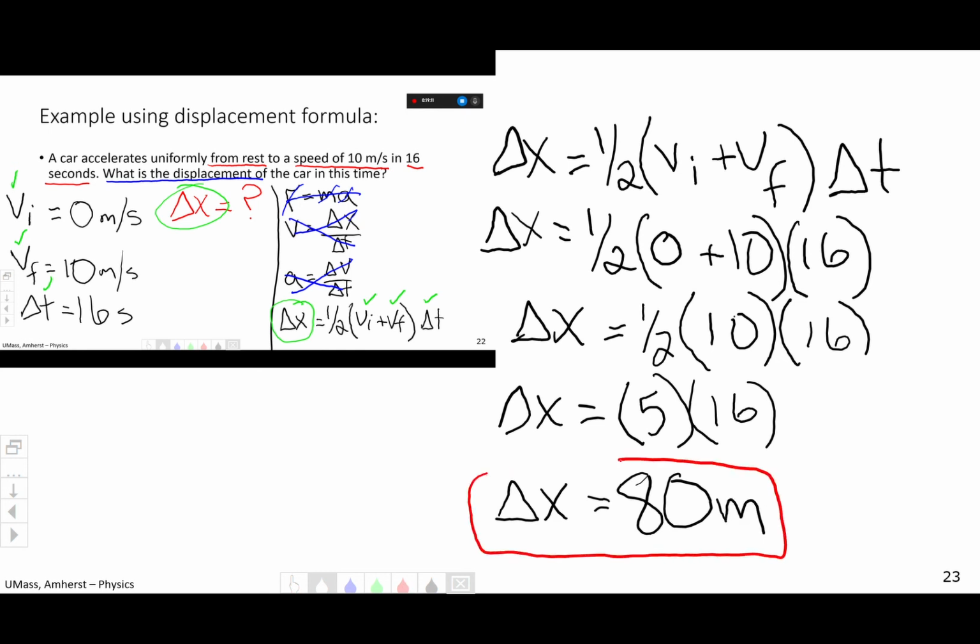Have we solved for what we were asked to solve in the problem? Yes, we have. All right, so that's the example using that particular formula.